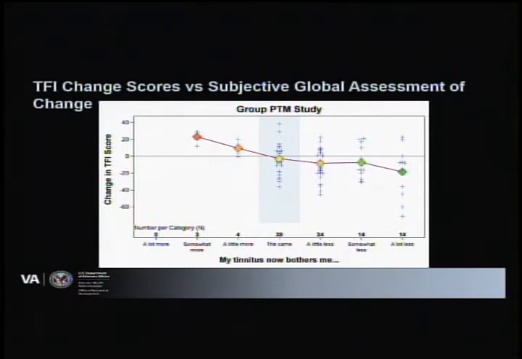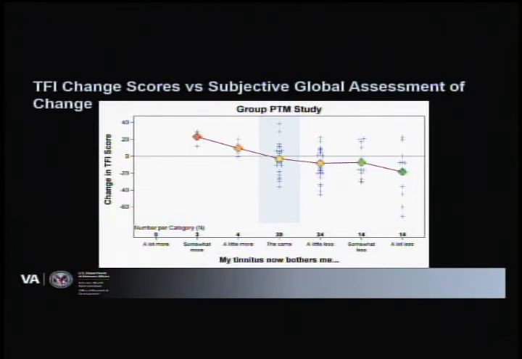So let's go back to the middle, the yellow diamond. So this yellow diamond reflects the people who said, my tinnitus bothers me just as much now as it did before. And you can see the mean change on the TFI score for that yellow diamond is really close to 0. So if you're looking at averages for a group, the people who said I'm doing the same had almost no change on the TFI score. It went down a tiny bit, but not much.